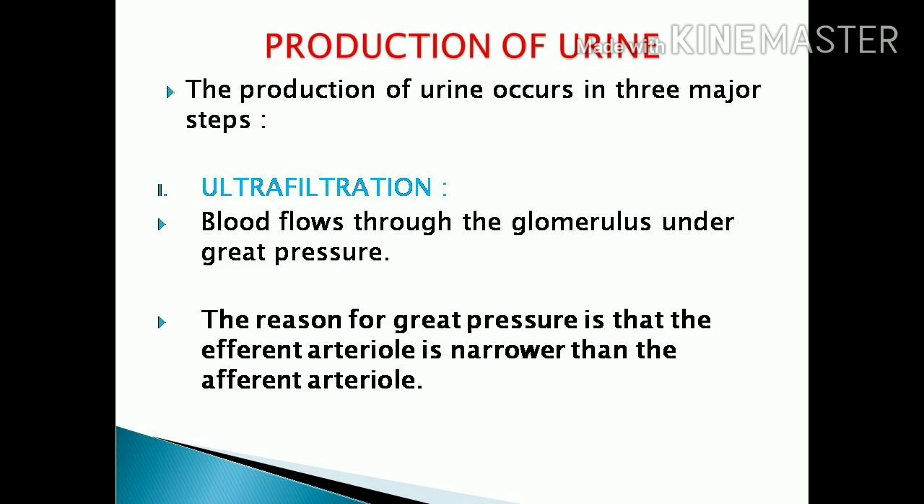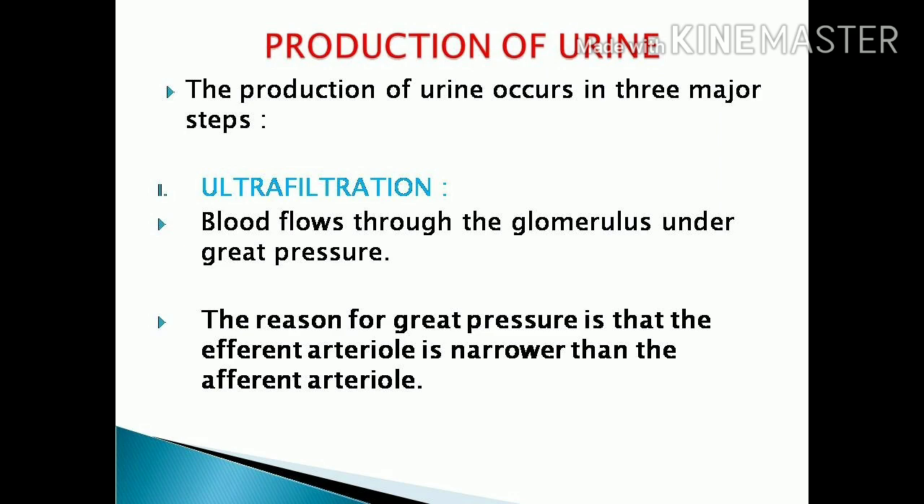This is because the efferent arteriole is narrower than the afferent arteriole. Here, the afferent arteriole supplies the blood, and then it forms a network of blood capillaries that is called the glomerulus, and once again they rejoin to form the efferent arteriole. Here the afferent arteriole is wider, the efferent arteriole is narrower.